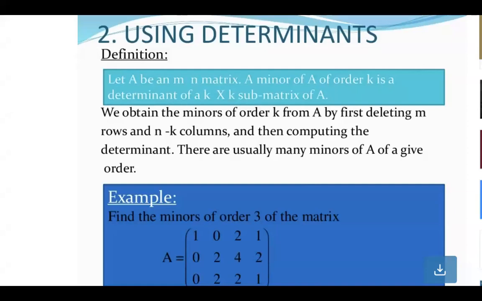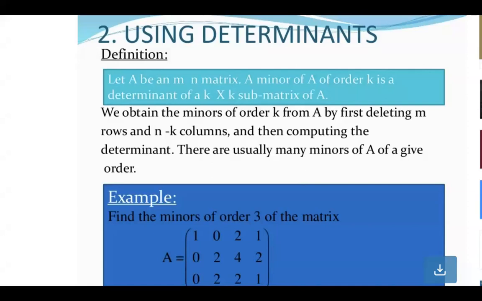Next, using determinants. Definition: let A be an m by n matrix. A minor of order k is the determinant of a k by k submatrix of A.